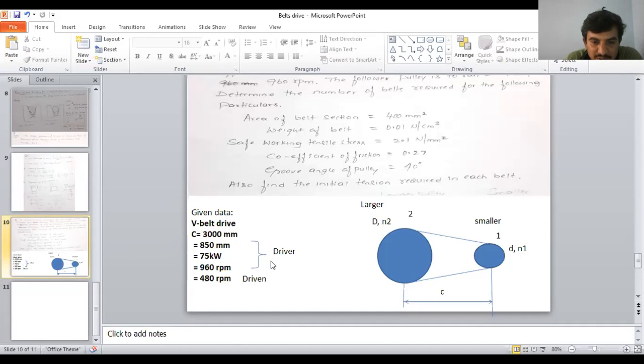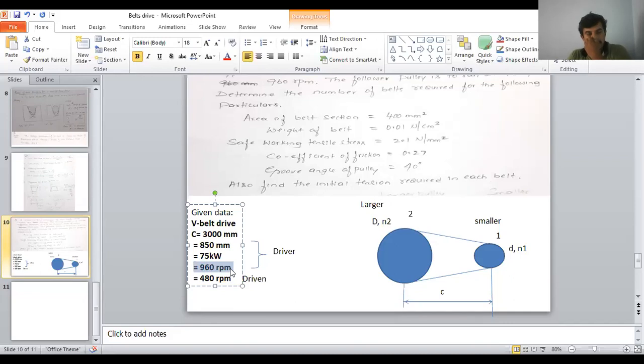This is the data related to the driver. The driver rotates at 960 rpm. The driven rotates at what? 480 rpm. Now the driver speed is more, which means the diameter of the driver is less compared to the driven, right? Yes, the smaller pulley will be the driver.